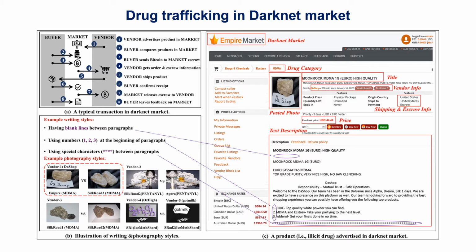To combat the evolving cybercrimes of online drug trafficking, in this work, we focus on illicit drugs analysis on darknet markets. Specifically, given a pair of posted drugs, we aim to determine if they are the same or not. We define these problems as drug identification problems in this paper.